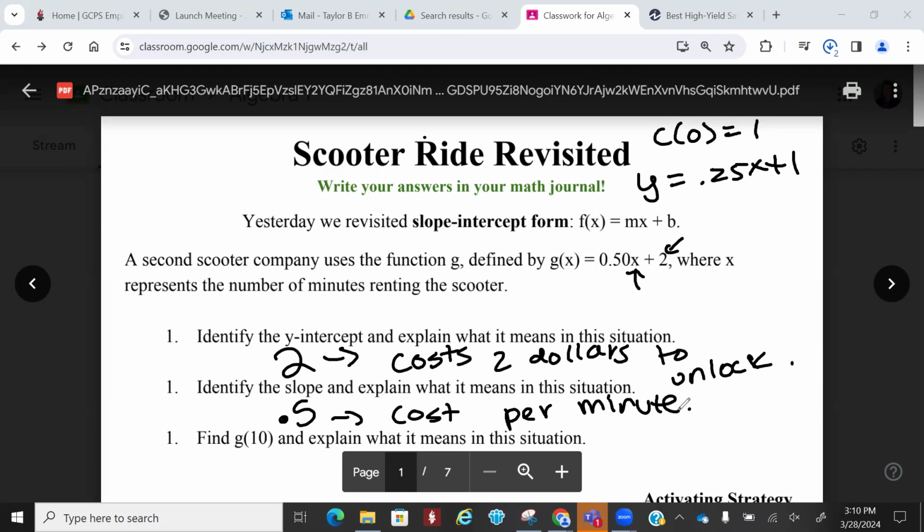All right, now, the last one says find g of 10 and explain what it means in this situation. So what am I going to do with 10? We're going to take 10 and plug it in for x, right? Okay, so we're going to say 0.5 times 10 plus 2. We're going to type that into our calculator. So 0.5 times 10 plus 2. And when you do that, you're going to get 7. So that means for 10 minutes, it's going to cost $7. Okay.